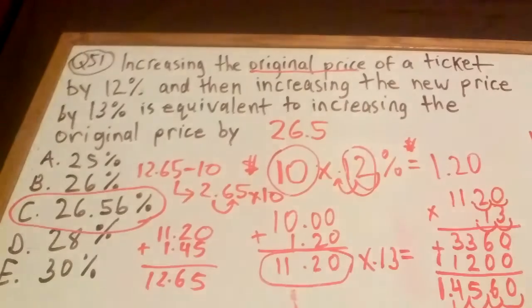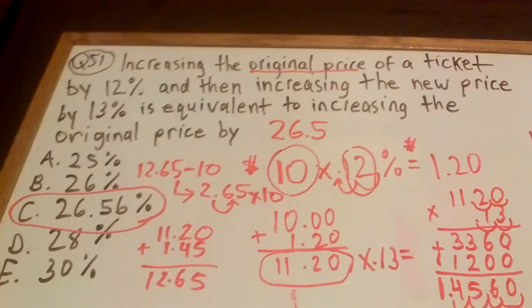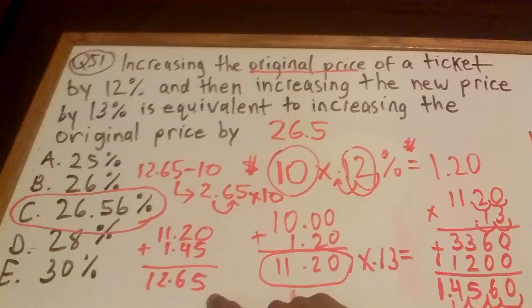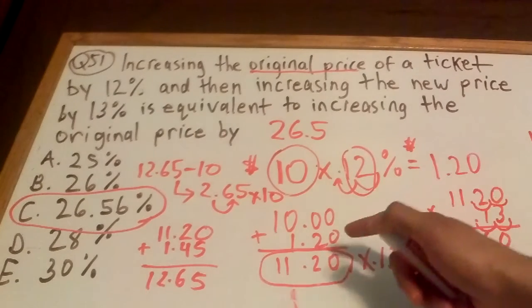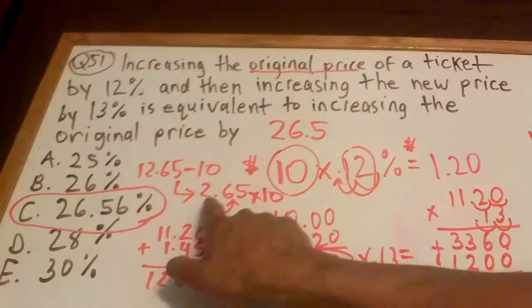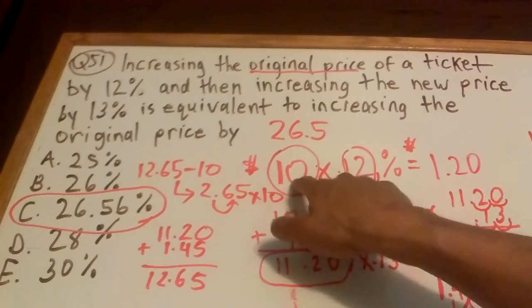We increased it by 12%, which gave us a new number. And then we increased that new number by 13%. Alright? And in the end, we had $12.65. That's $12.65. And what was the difference between $10 and $12.65? It was $2.65.